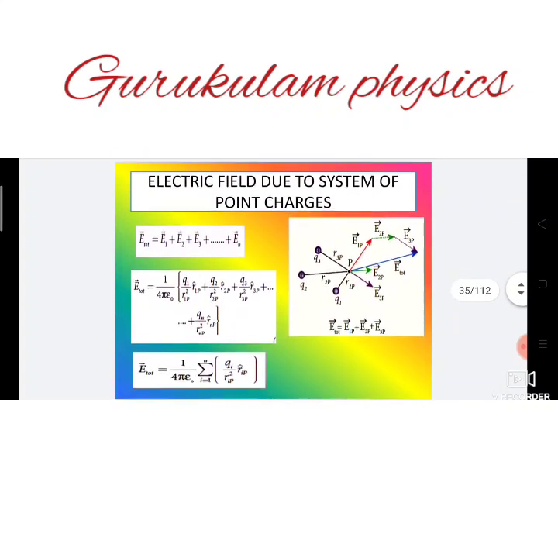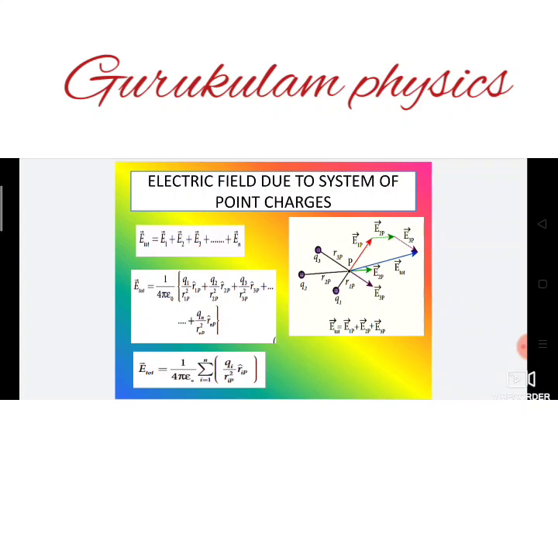Electric field due to a system of point charges. The total electric field at a point P is defined as the sum of the individual electric fields at that point. The net electric field is equal to the sum of the individual electric fields: E1 vector plus E2 vector plus E3 vector and so on. See the diagram carefully.